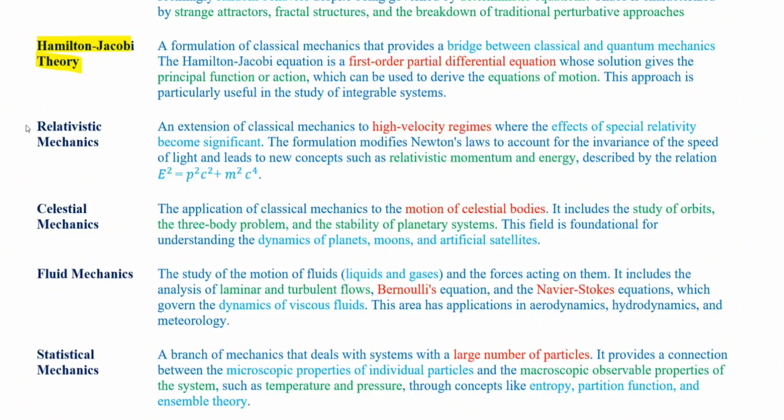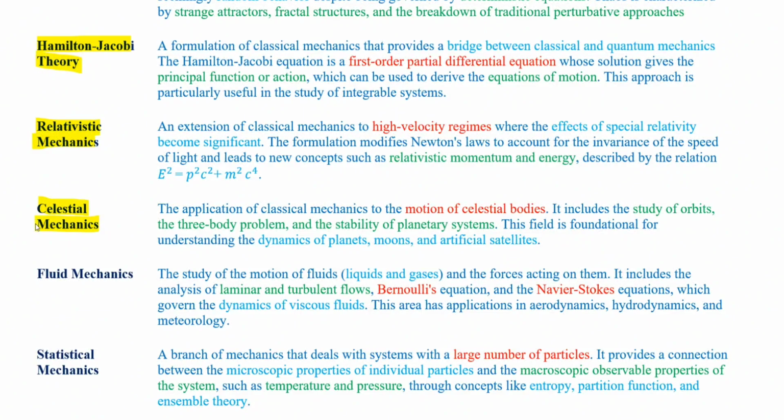Next, the relativistic mechanics. It extends the classical mechanics to regimes where special relativity becomes significant, and the key concepts are relativistic momentum and energy described by the relation E squared equals p squared c squared plus m squared c to the fourth.